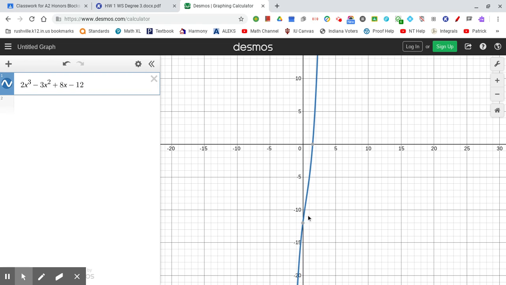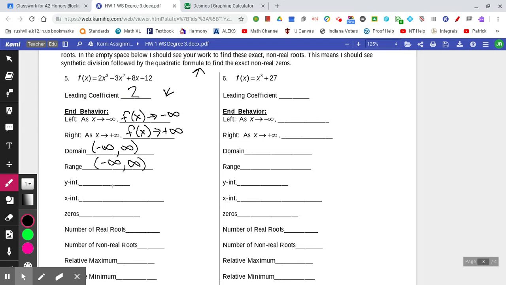The only important points, if I click on Desmos, that it tells me, are going to be the y-intercept, and this one only has one x-intercept. So I'm going to start off with the y-intercept, which is at 0, negative 12, and the x-intercept, which is at 1.5, comma 0. Now, the number of solutions that you have to a polynomial equation should be equal to the degree of the polynomial. So this polynomial is degree 3, which means that there should be 3 solutions. There should be 3 zeros.